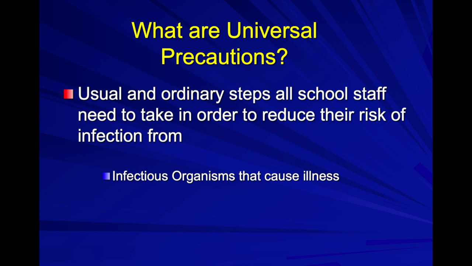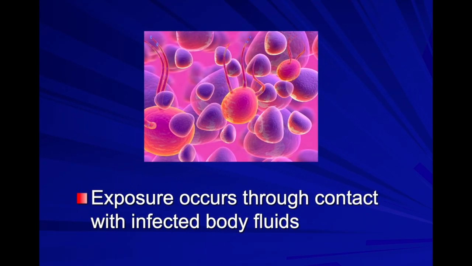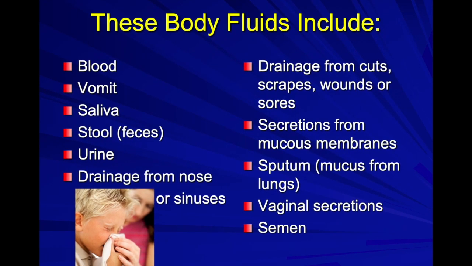What are universal precautions? They are usual and ordinary steps all school staff must take in order to reduce the risk of infection. Exposure occurs through contact with infected body fluids. These are a list of all body fluids, and you can read those over.